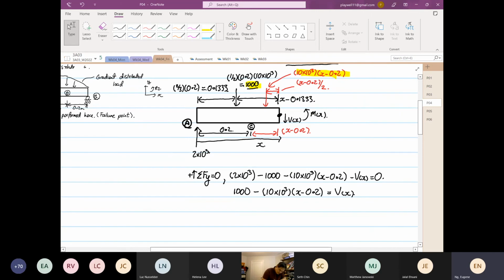So now when we write things out, V as a function of x is equal to minus 10 times 10 to the power 3 x. And then plus, no, this is minus, will be plus. Yep, will be plus. Hold on, yep, it's correct. Will be equal to 0.2 times 10 to the power 3, which is equal to 2,000.